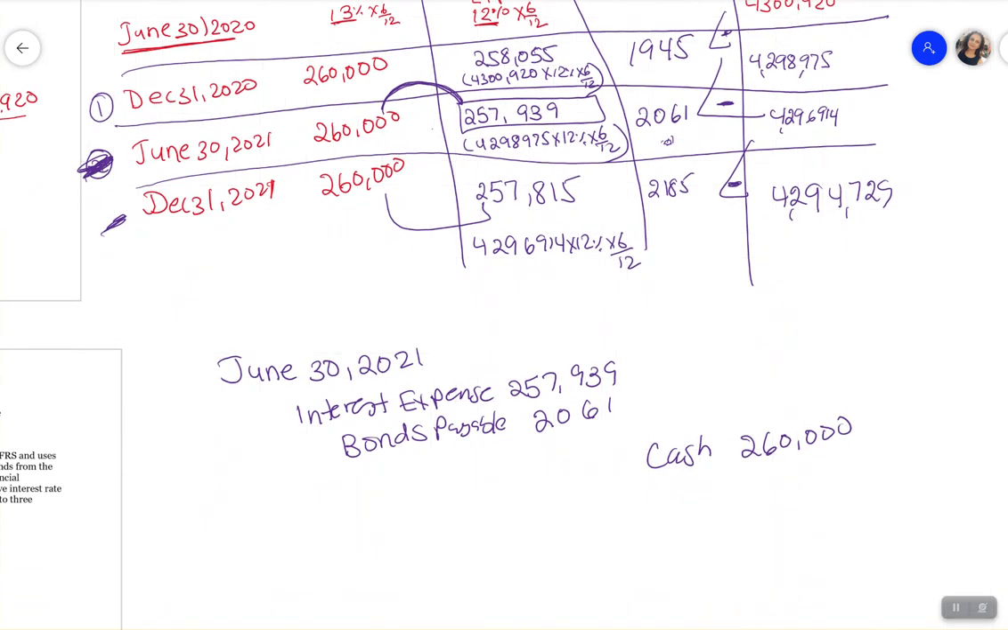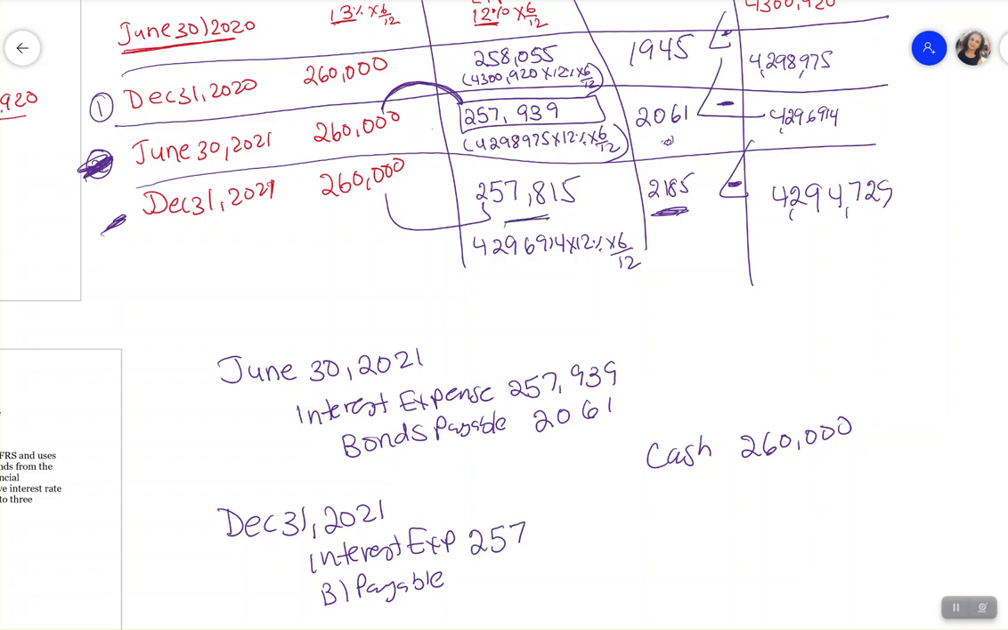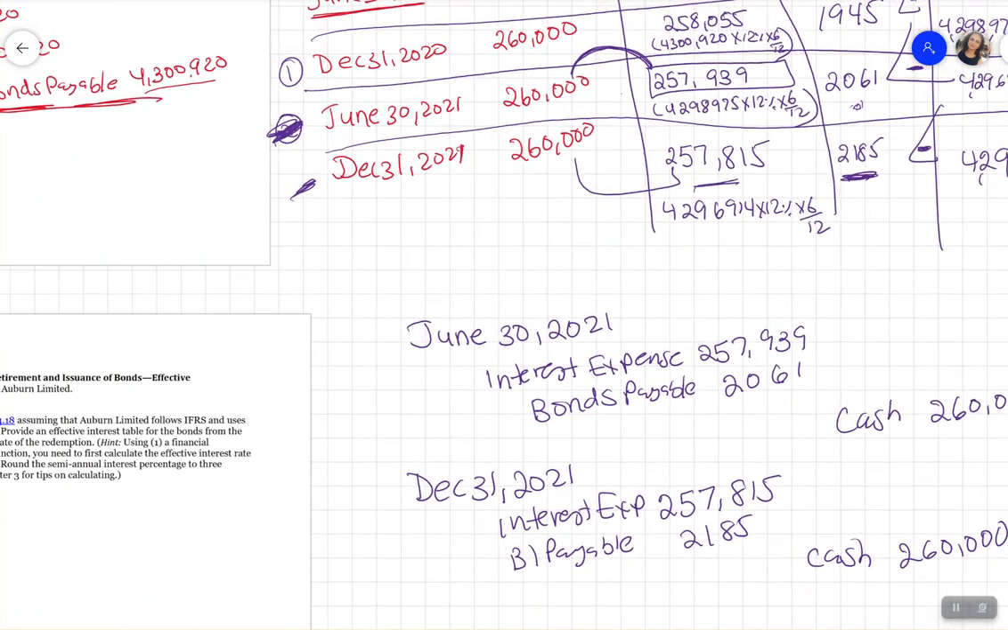Then I have to do an entry for December 31st, 2021. I have a debit of interest expense. I have a debit of bonds payable. I'm getting the numbers from here. So I know it's 257,815 and my bonds payable is 2185 and our cash amount did not change. So it still stays the same, which is 260,000. So we already answered it from the table.